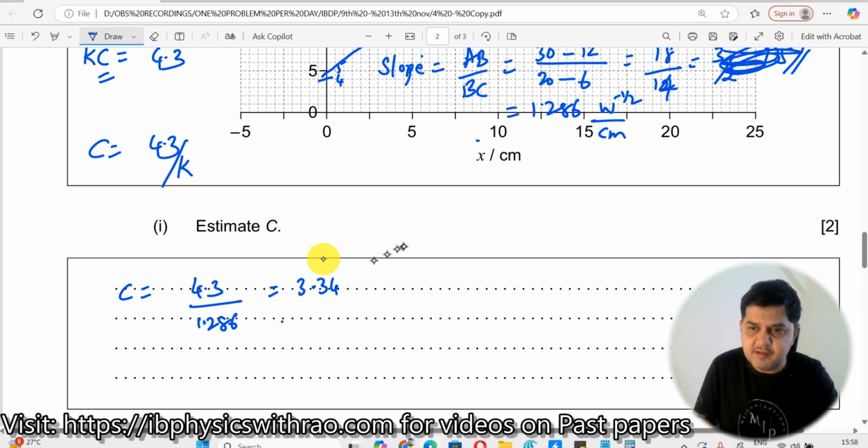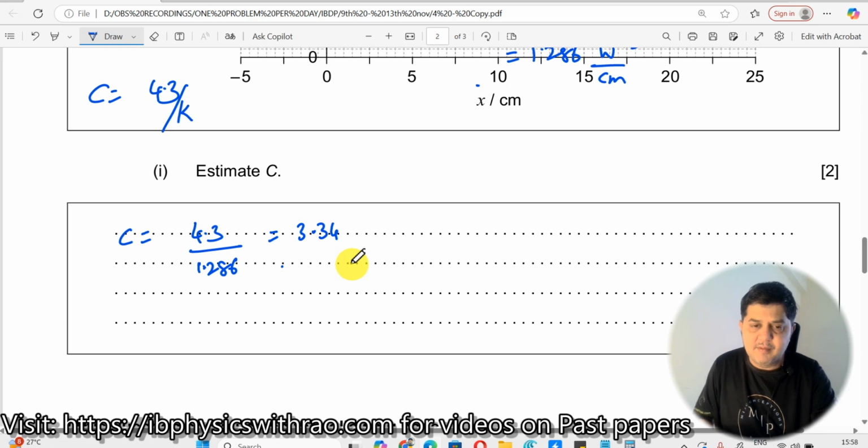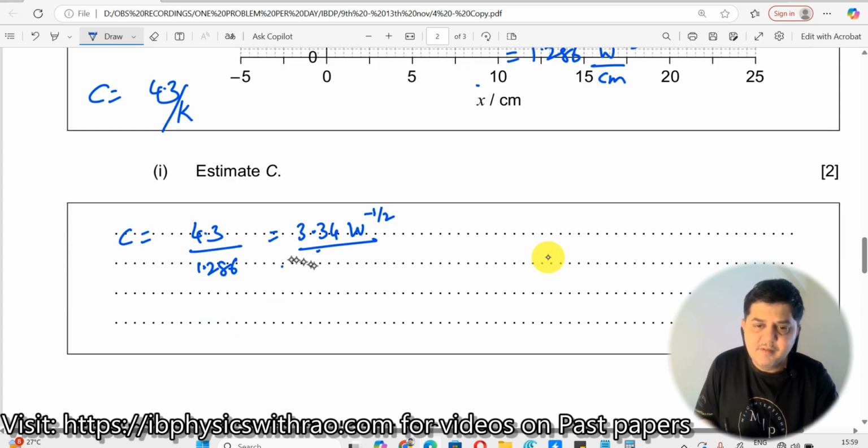And what is the unit over here? What's the value of this here? This value is C, which is 4.3. What is 4.3? 4.3 is W power minus half, right? W power minus half divided by this 1.286. What is 1.286? 1.286 is W power minus half per centimeter.